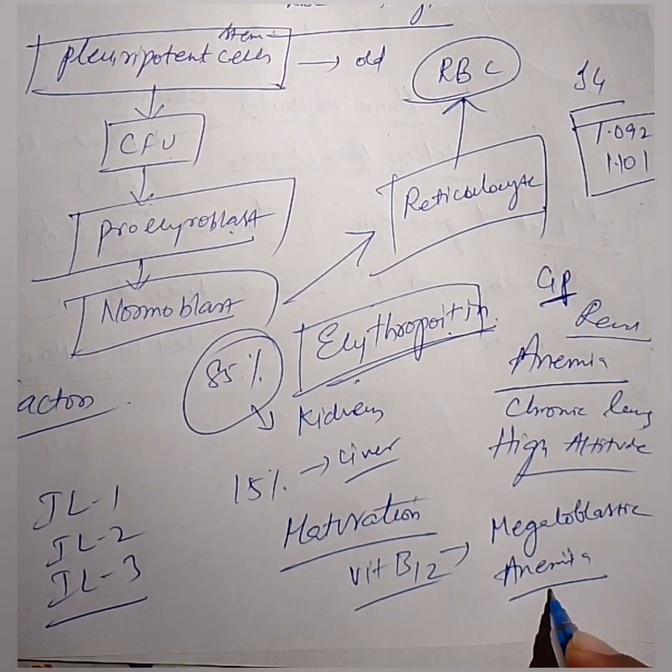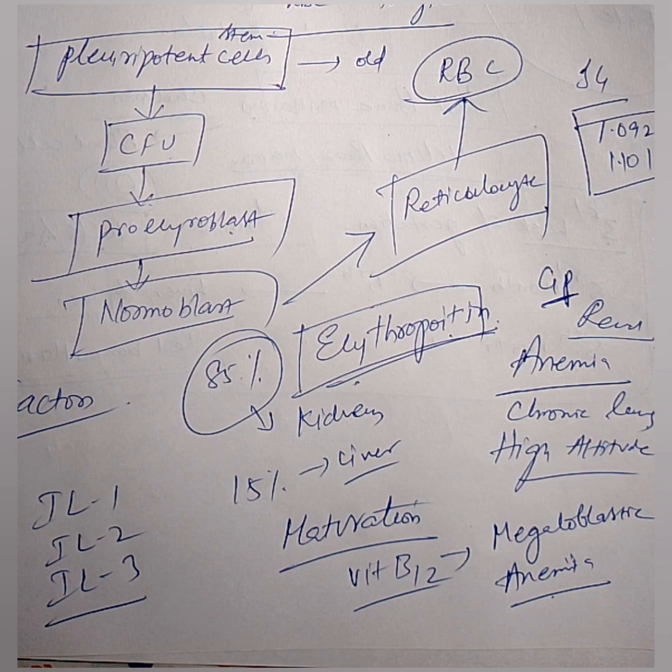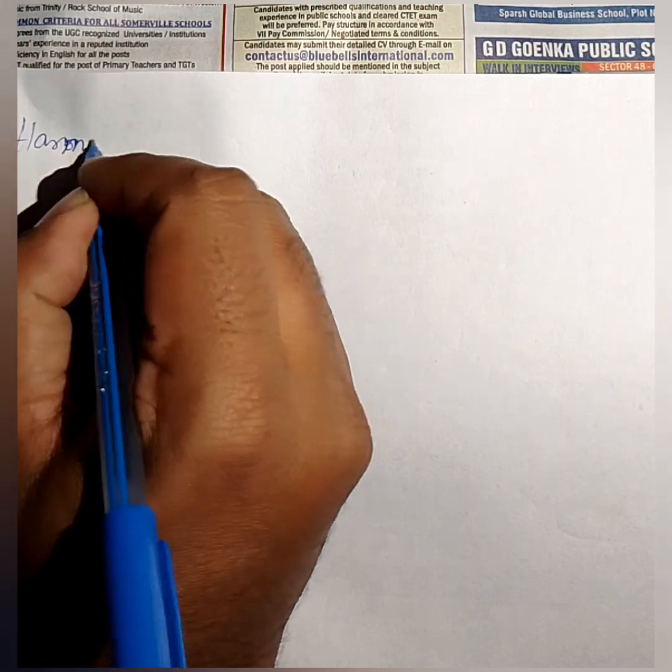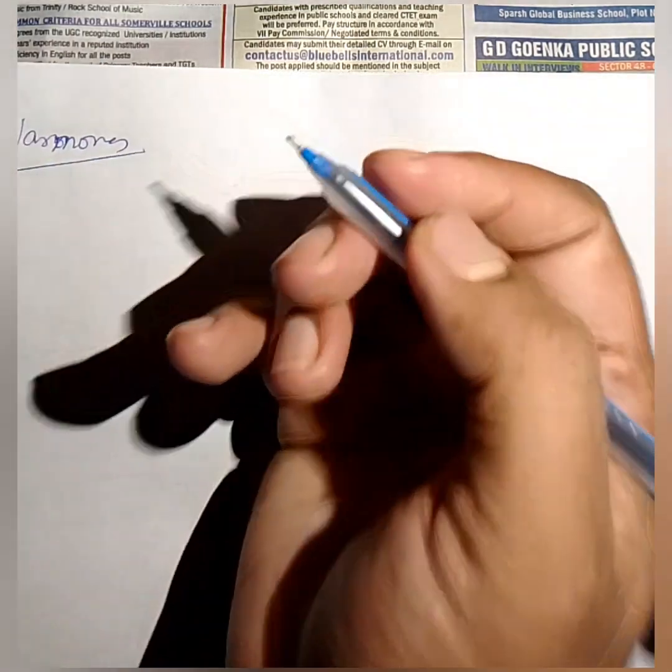Apart from this, other factors like vitamin C and vitamin B6, thiamine and nicotinic acid are also responsible for the production of the erythropoietin. And lastly we can see the hormones. Without the effect of hormones, without the effect of the endocrine system, RBC cannot be produced. Hormones have a major role in the production of the erythropoietin.